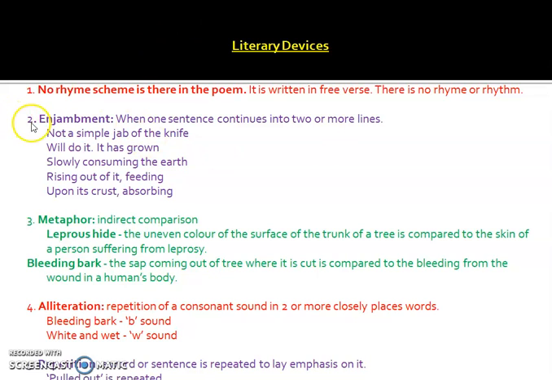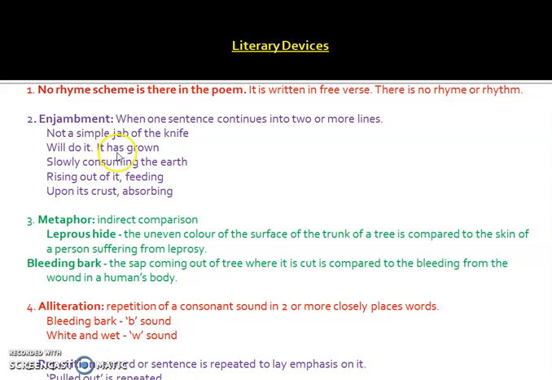Now the second device used is enjambment. Enjambment, as I've told you earlier in other poems, is when one sentence continues in two or more lines. That is to say, the verse is not completed in the first line. It moves on to the second. Sometimes it reaches the third and the fourth. For example, look at the first verse. Not a simple jab of the knife. You see, we are writing the verse up to here, but it has not ended. It moves on to the second line. That is where it is completed.